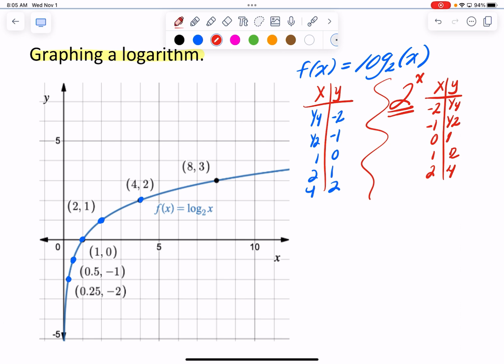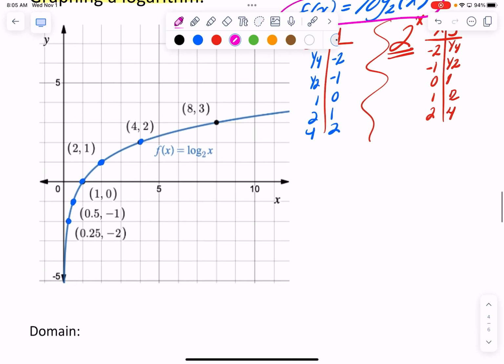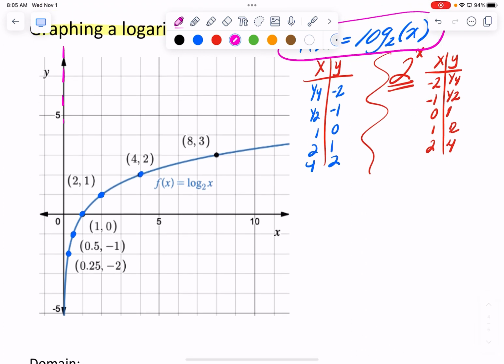Now, if it's a parent function of a log, now look at it, there's no shifts. It always has a vertical asymptote at 0. Think about why. Because if it's exponential growth, it has a horizontal asymptote at 0. Aren't we switching x and y? So if this is on x, now it's on y. So just remember that. If it's a logarithm, it has a vertical asymptote at 0. If it's exponential, horizontal asymptote at 0. Just one's this way and one's this way.